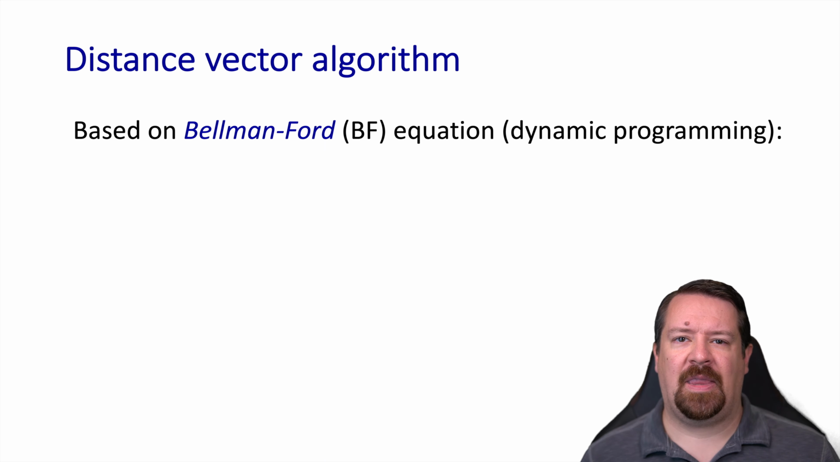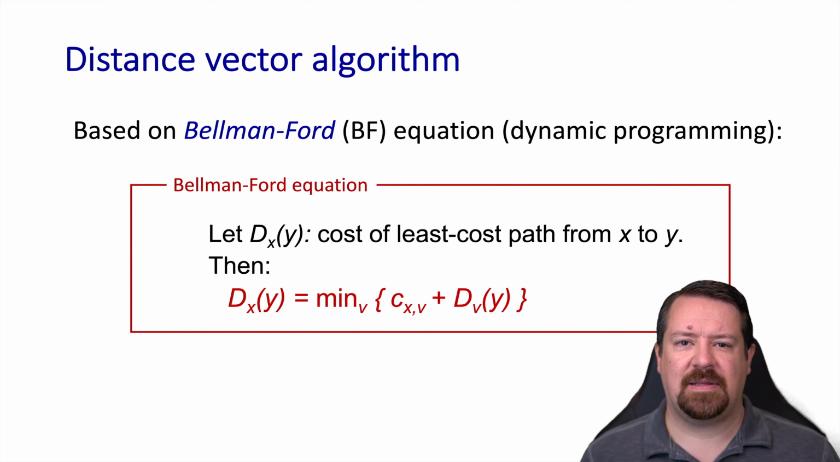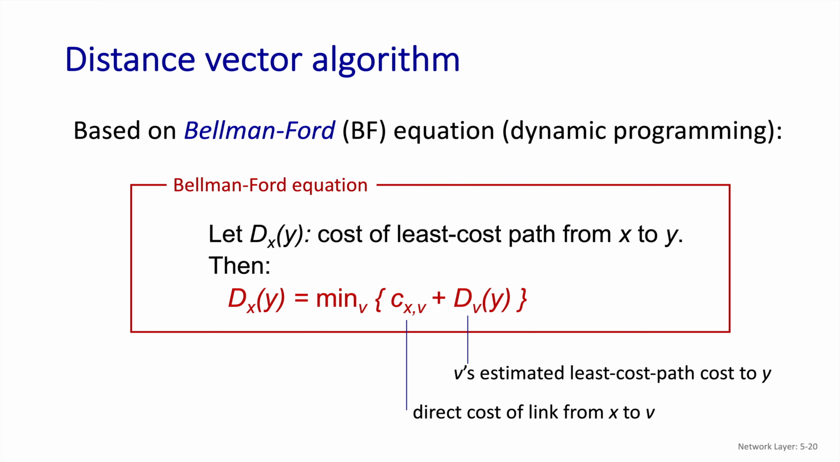The Bellman-Ford equation is an example of dynamic programming. It basically says that the least cost path between nodes x and y is the minimum value of any sum between x and one of its neighbors, and that neighbor and the destination y. So we have the direct cost between x and v, its neighbor, and the cost between v and y, the destination. We then iterate over all the neighbors and find out which of them has the least cost path.